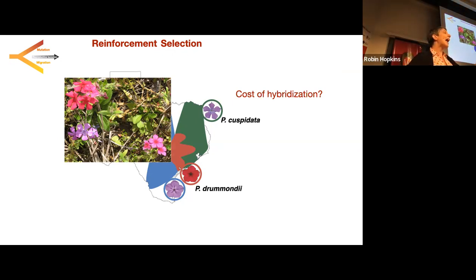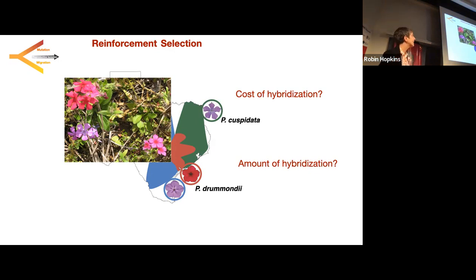So in this system, what we want to ask is, what is the cost of hybridization? Is there actually a force that would generate selection against hybridization? And then how much hybridization happens, and how much does this shift in flower color change hybridization? It's through this that we can understand the strength and dynamics of selection driving flower color evolution.